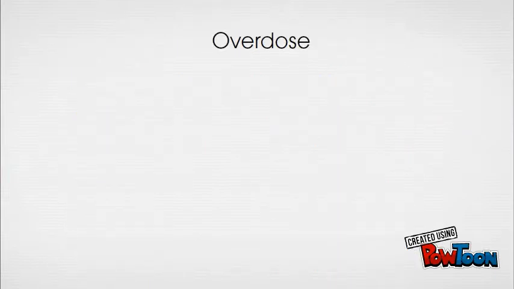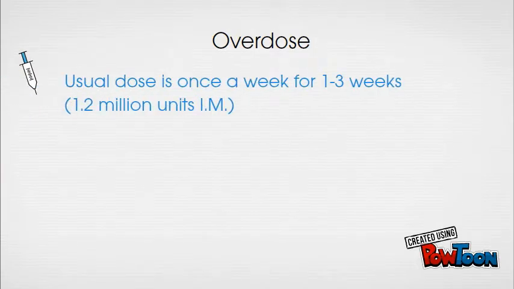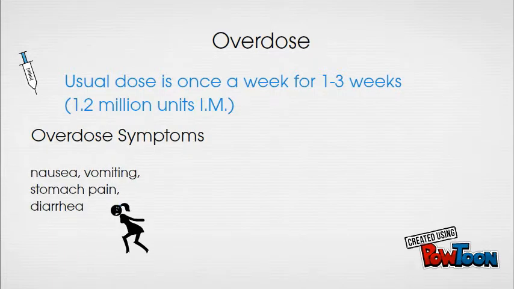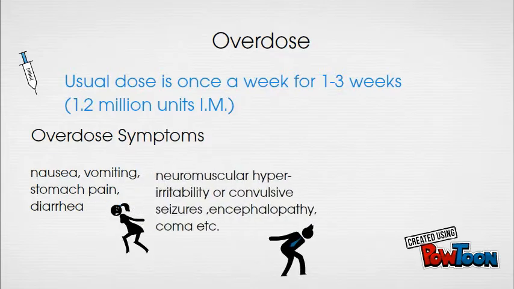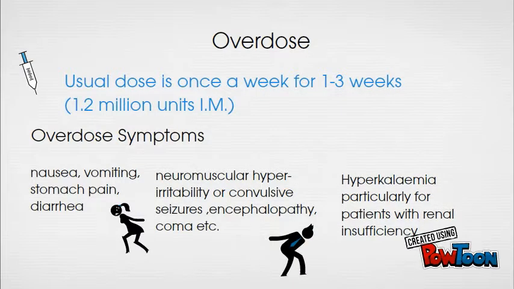Another problem with the administration of penicillin is overdose. The usual dose is once a week for 1 to 3 weeks, that is 1.2 million units intramuscular. Overdose symptoms include nausea, vomiting, stomach pain, diarrhea, neuromuscular hyperirritability or convulsive seizures, encephalopathy, coma, and hyperkalemia, especially for patients with renal insufficiency.